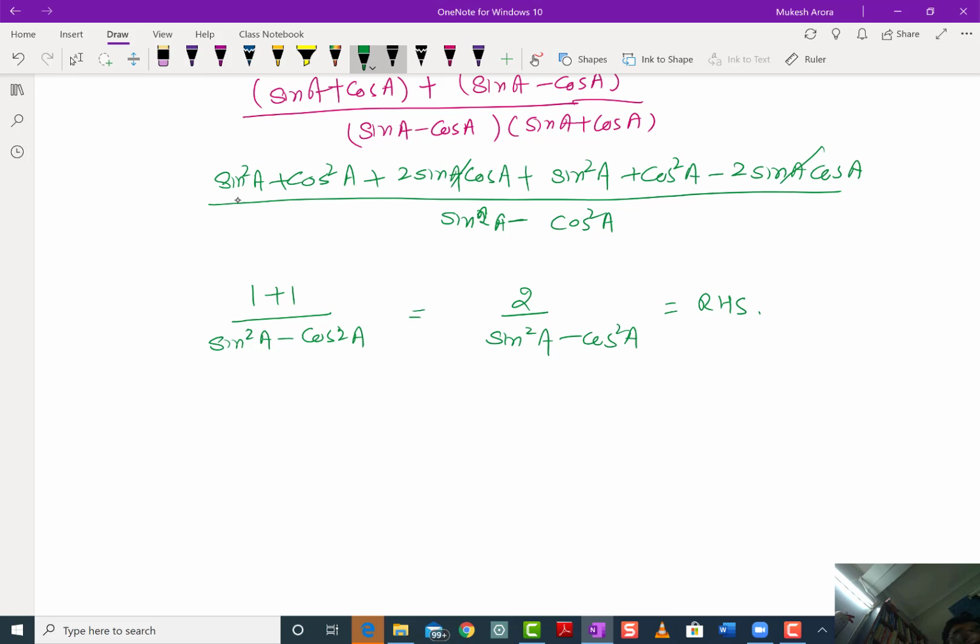Now if we have to do further, we need sine. We will write 2 upon sin square A, and this cos square A we will change to 1 minus sin square A. We will open this. This will be 2 upon sin square A plus sin square A minus 1, that is 2 upon 2 sin square A minus 1, which is equal to RHS.